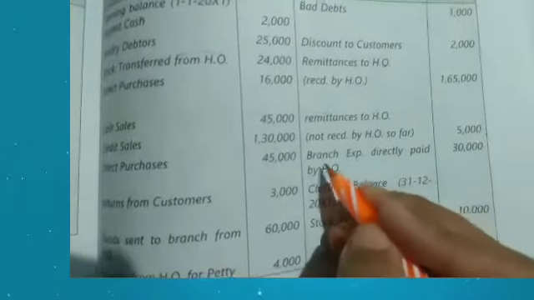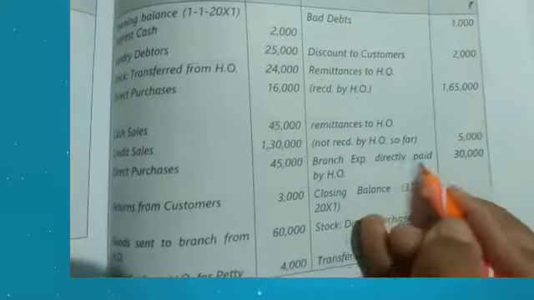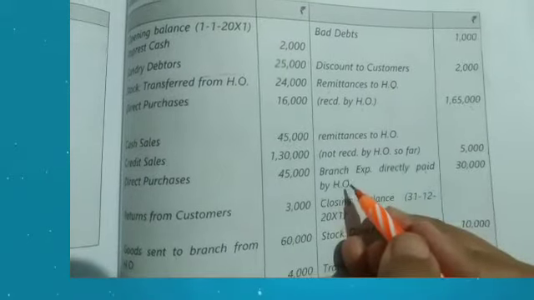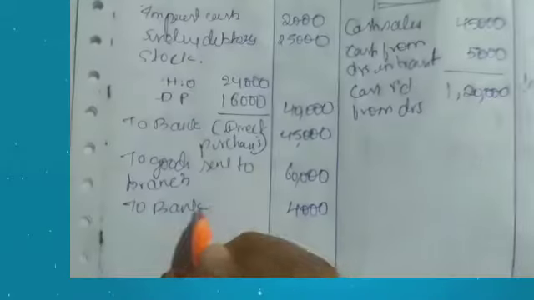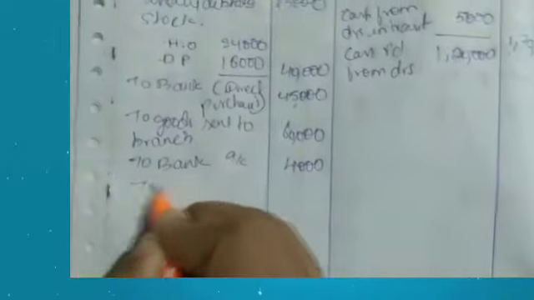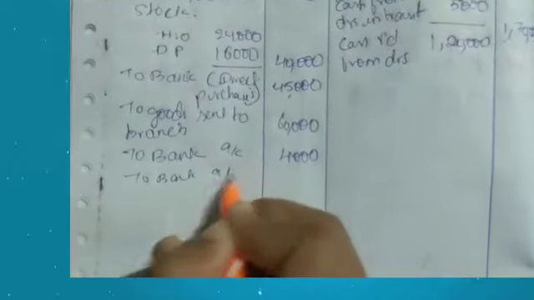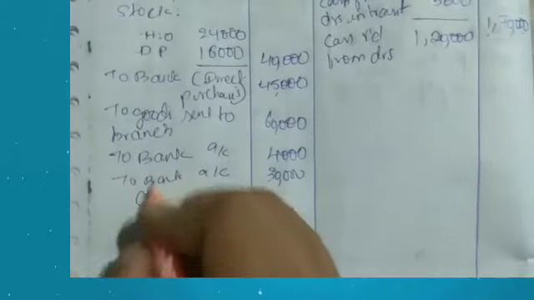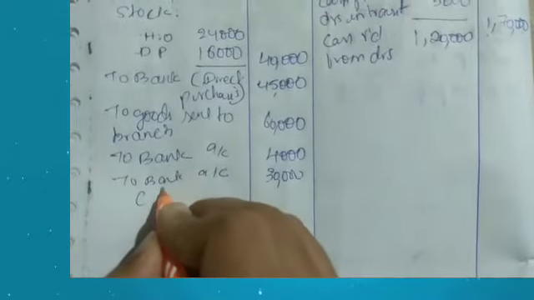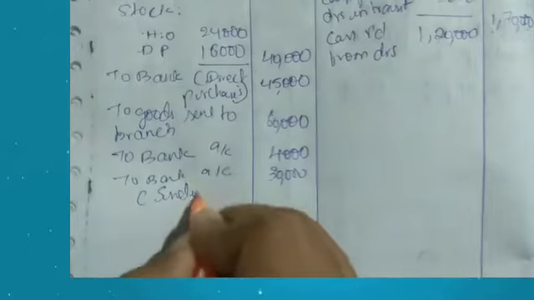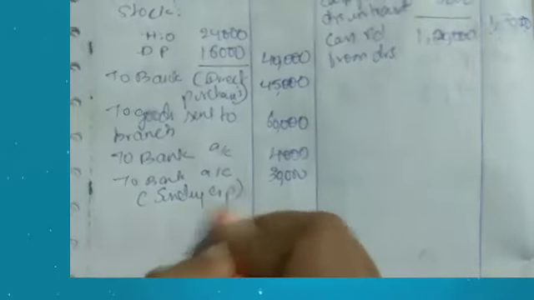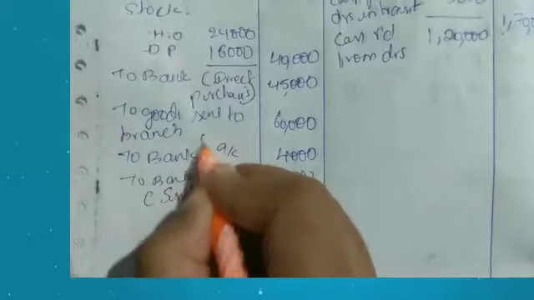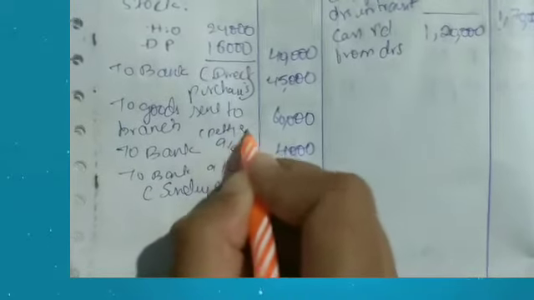The next thing is branch expenses directly paid by HO. So expenses paid to bank account 30,000. You need to write it here as sundry expenses, because it's a normal expense. For this you write petty expenses.